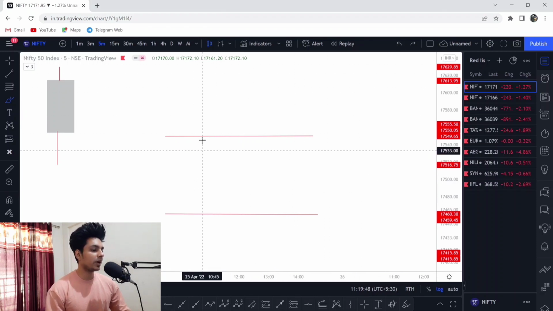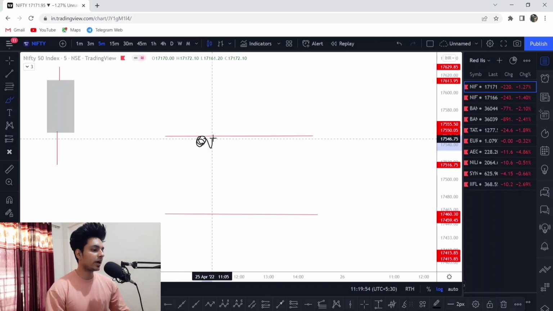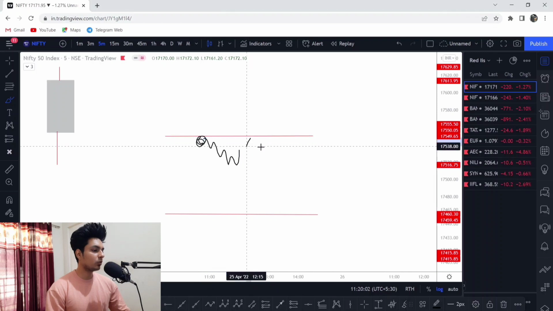Let's say the price opens around this area, and this is 9:15. The price opens around this area and the price falls lower. This is my resistance point. This is the level where I have resistance. So this means that the price opened around this point. This is the opening price.